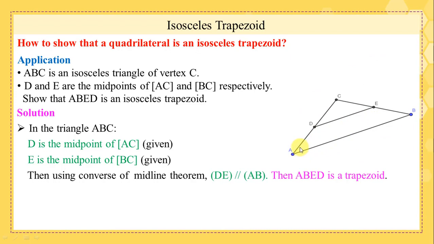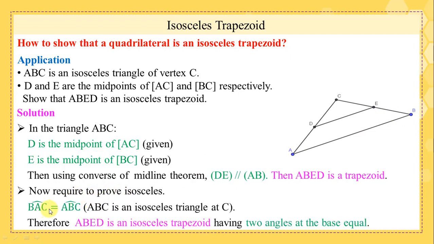So if angle CAB is equal to angle CBA, then these base angles of a trapezoid are equal. So now required to prove isosceles: BAC equals ABC, since ABC is an isosceles triangle at C, therefore ABED is an isosceles trapezoid having two angles at the base equal, or two base angles are equal.